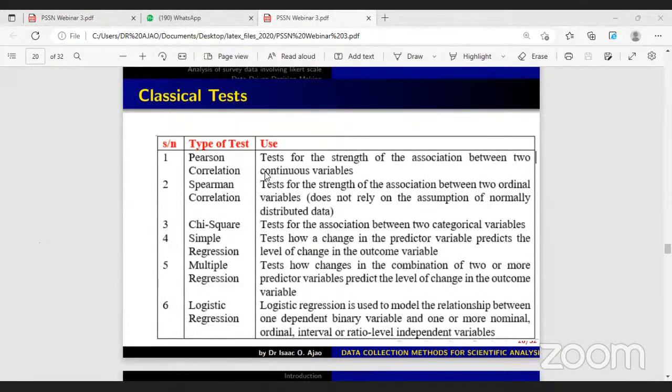There are so many of them. I just pick these common ones. Pearson correlation. So people that are listening to me, they just use Pearson correlation anyhow. No, it's used to test for the strength of association between two continuous variables, not two categorical variables. If data is categorical and you want to test for relationship, there's a way you can test for relationship that is not Pearson.